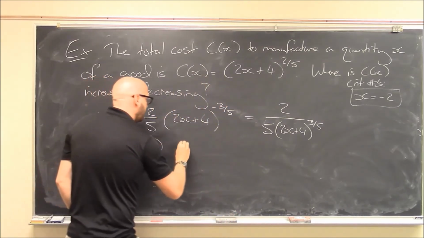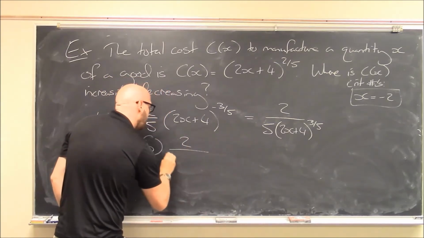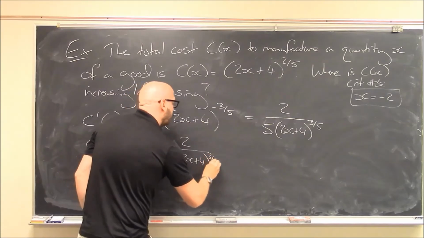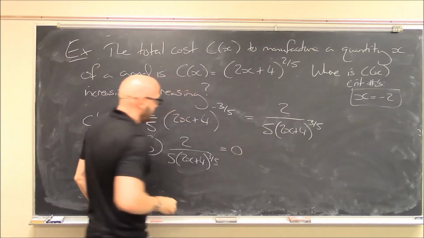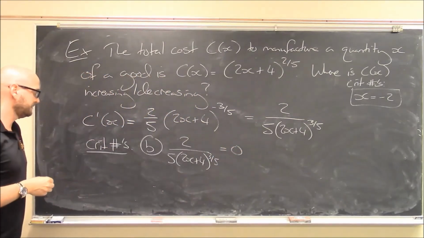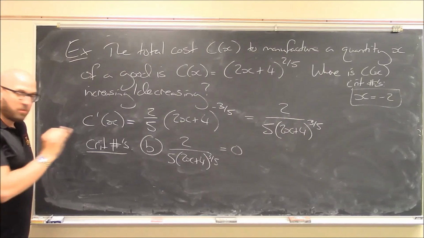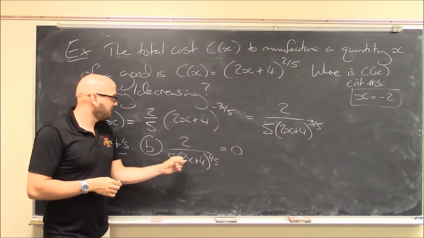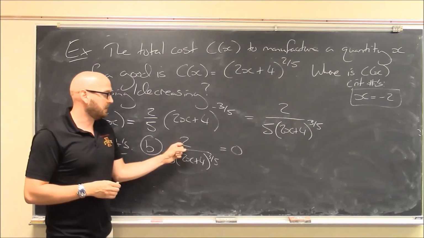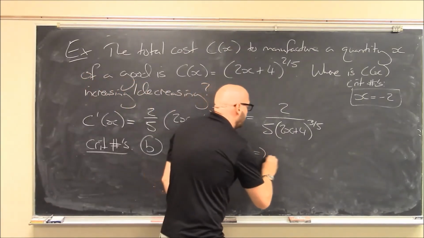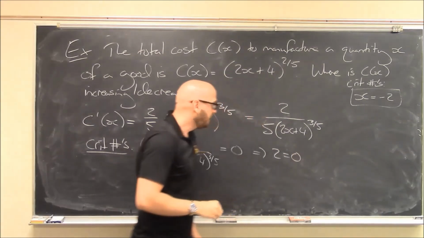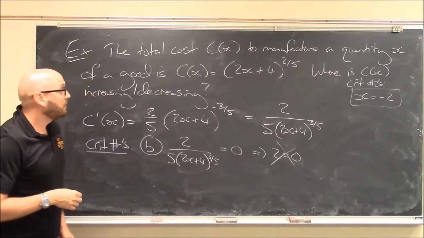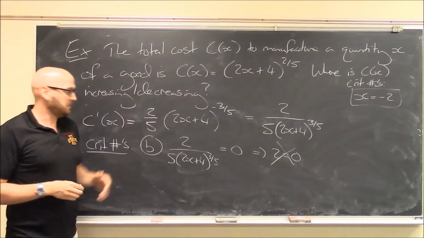Is, can I ever make this equal 0? 2 over 5, 2x plus 4 to the 3/5. Can you ever equal 0? Well, remember doing this last time, right? The only way a rational expression can equal 0 is if the numerator equals 0. That means 2 has got to equal 0, and that can't happen. So actually we only have one critical number, x equals minus 2.